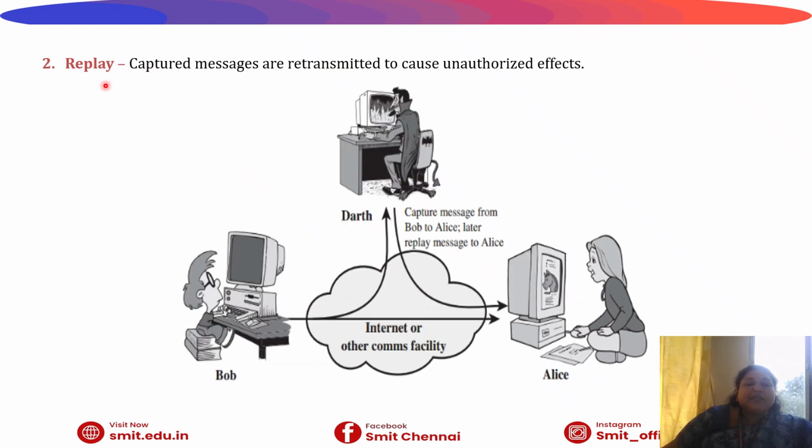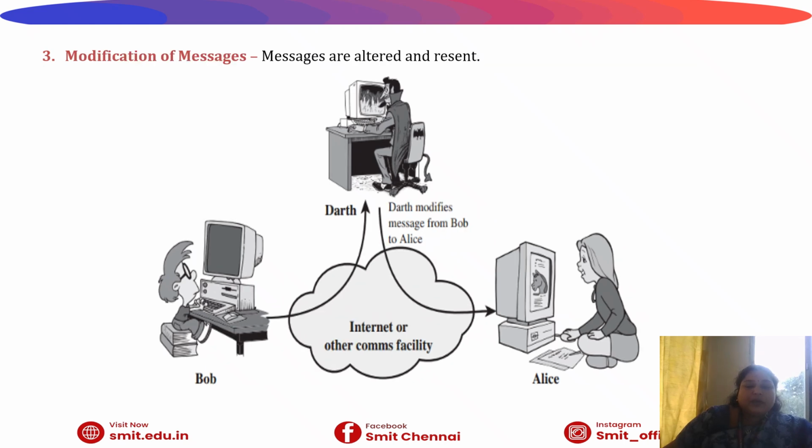Next, replay. Replay is also an active attack: a captured message is retransmitted to cause an unauthorized effect. So here, when Bob tries to send the message to Alice, Rat acts as Bob and replays the message to Alice. Next one is modification of message, where messages are altered and resent. When Bob tries to send a message to Alice, Rat acts in the middle, alters the message and sends it on. So this is the alteration, the modification of message.